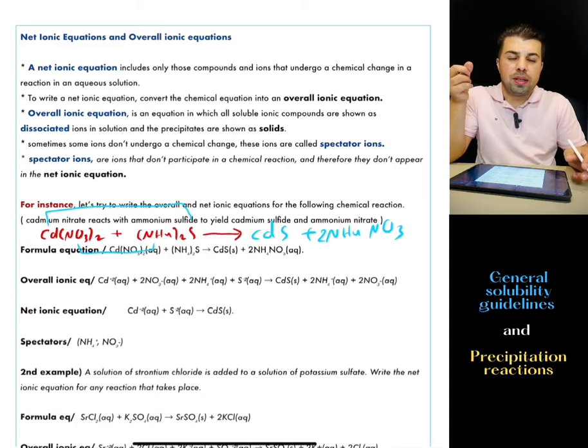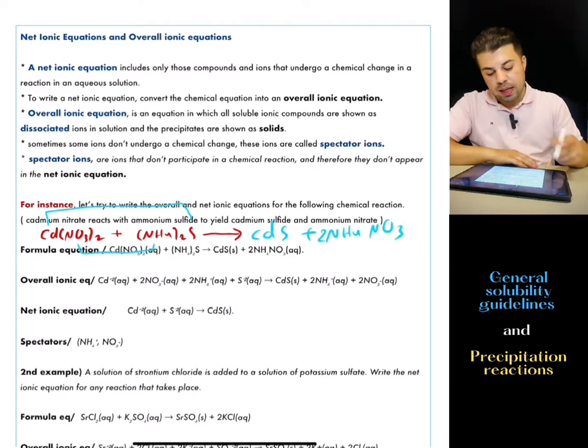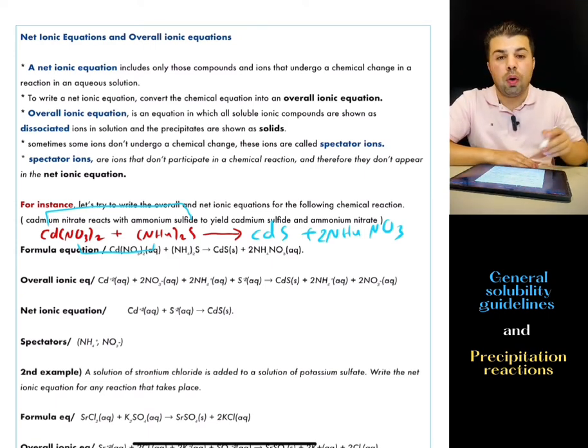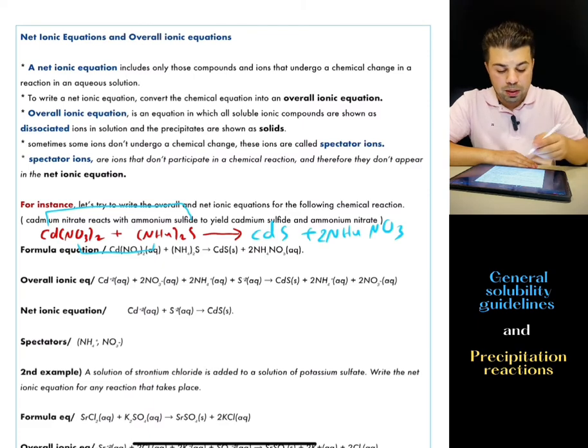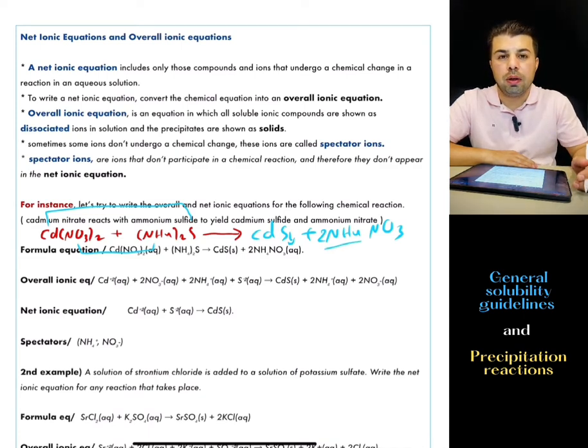Based on the table that we studied before, we can predict whether precipitation happens or not. For example, here I have CdS. Based on rule number 6, most sulfide compounds are insoluble in water except those of calcium, strontium, ammonium, potassium, and sodium. So cadmium sulfide is an insoluble compound based on the rule, so it precipitates. How about this? Based on rule number 1, all ammonium compounds are soluble in water.